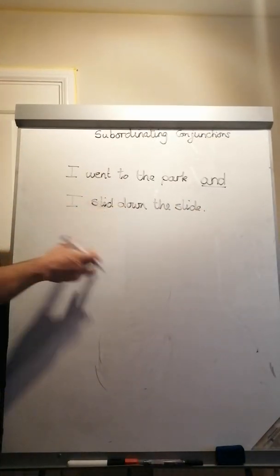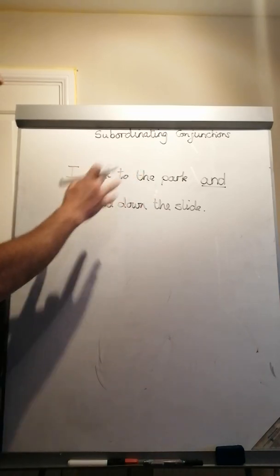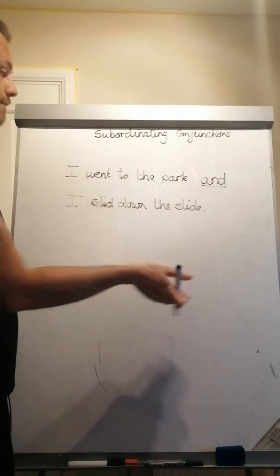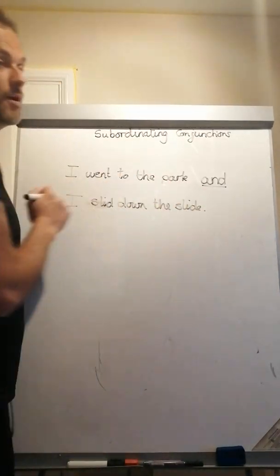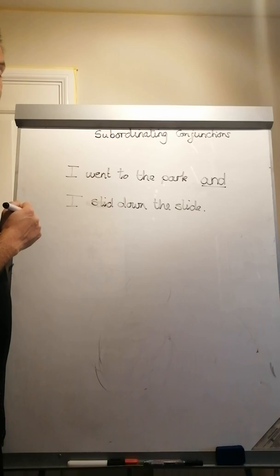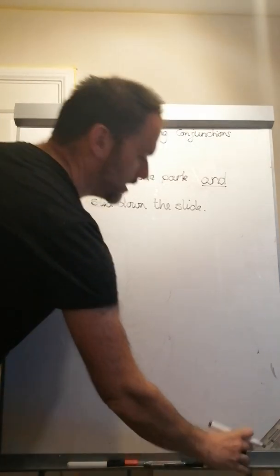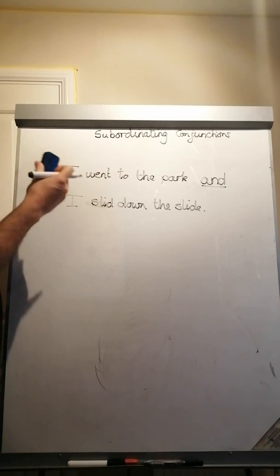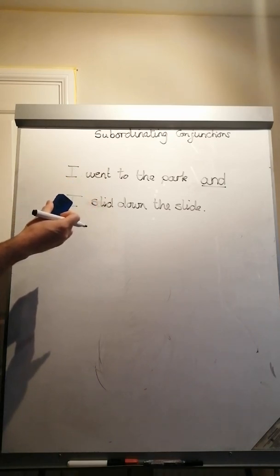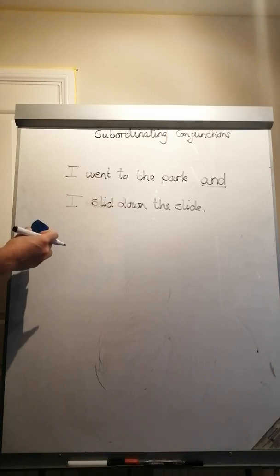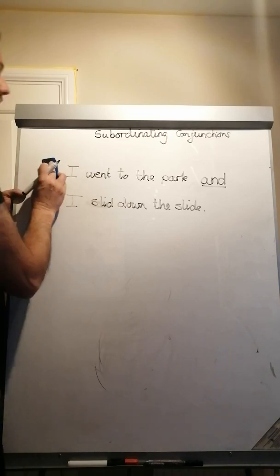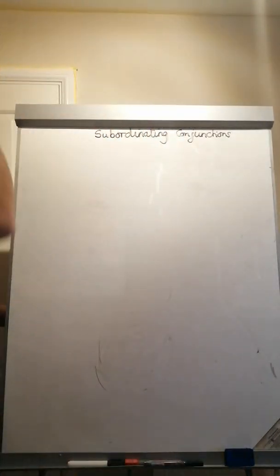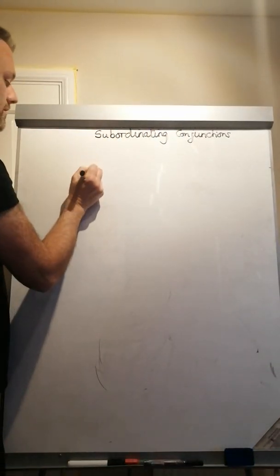We now have something called a compound sentence. A compound sentence is where you join one sentence that makes sense by itself to another sentence that also makes sense by itself. Okay, so that's what we were doing last week. If we're using a subordinating conjunction, then it's going to be something slightly different. So let's start off with that simple sentence again.